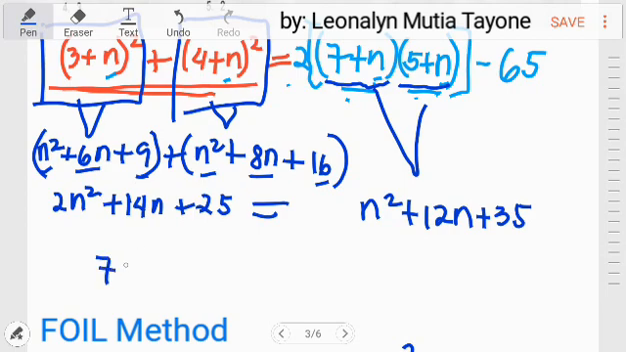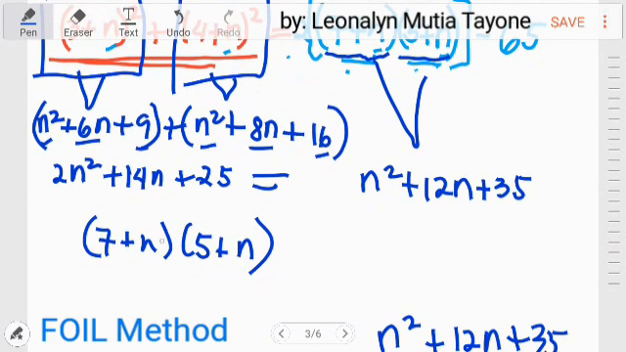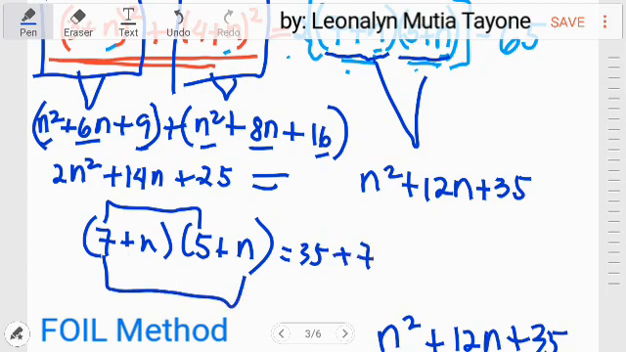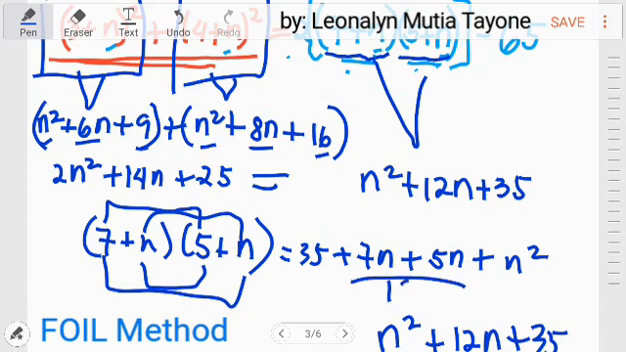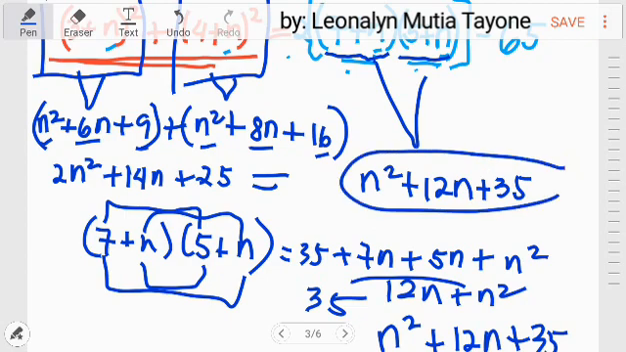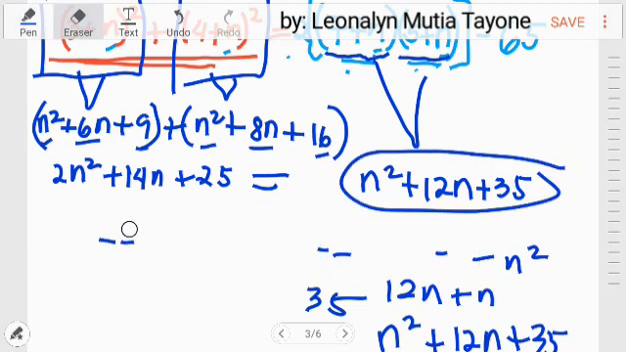Let's have another solution by using FOIL method. So, FOIL method muna tayo. N times 5 plus n. So, this one is yung FOIL method. First, this is 35. Then, outside, this is 7n. Inside, this is 5n plus yung last, that is n squared. So, mga like terms, that is 12n plus n squared, 35. Ganun pa rin ang sagot. I-delete na natin to.